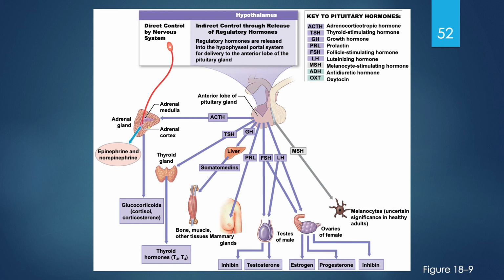PRL, or prolactin, will affect our mammary glands. FSH and LH, of course, have reproductive applications to the testes and the ovaries, producing a number of sex hormones. And then you'll see there's a little gray tan area, and that is the pars intermedia. And we're seeing here MSH highlighted, which is melanocyte-stimulating hormone. And we're uncertain what this means clinically in healthy adults, but it does stimulate melanocytes. And then lastly, our posterior pituitary gland, or neurohypophysis, releases antidiuretic hormone and oxytocin.